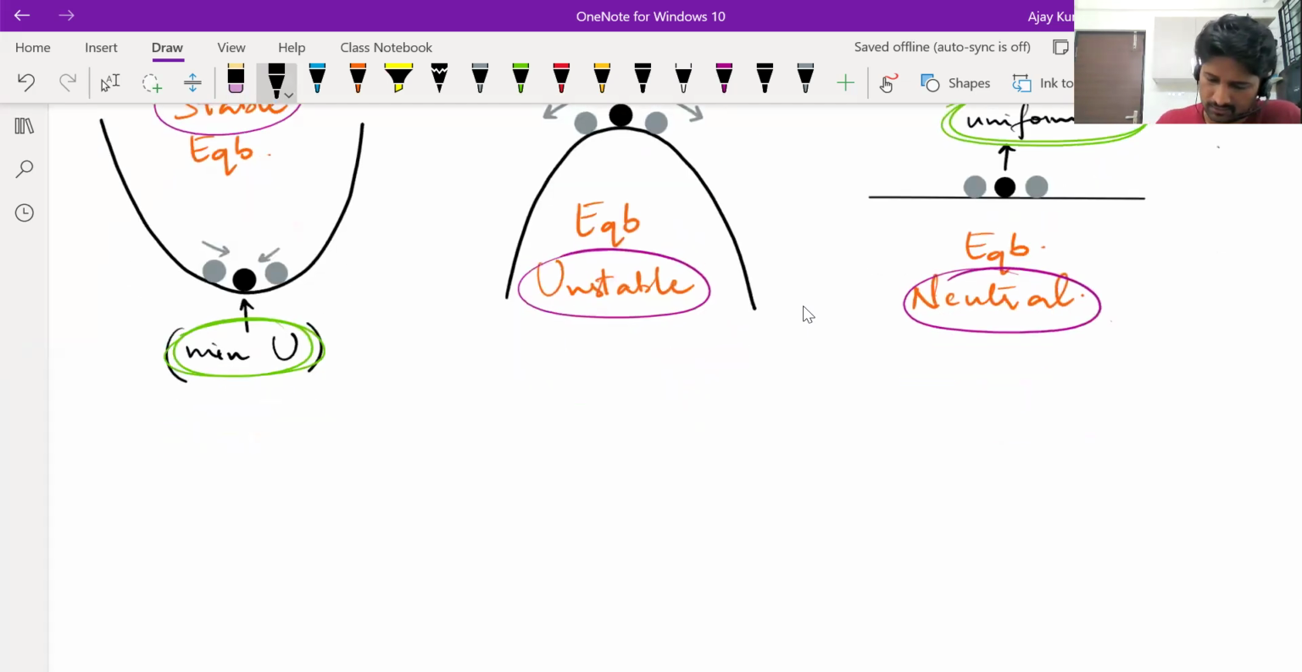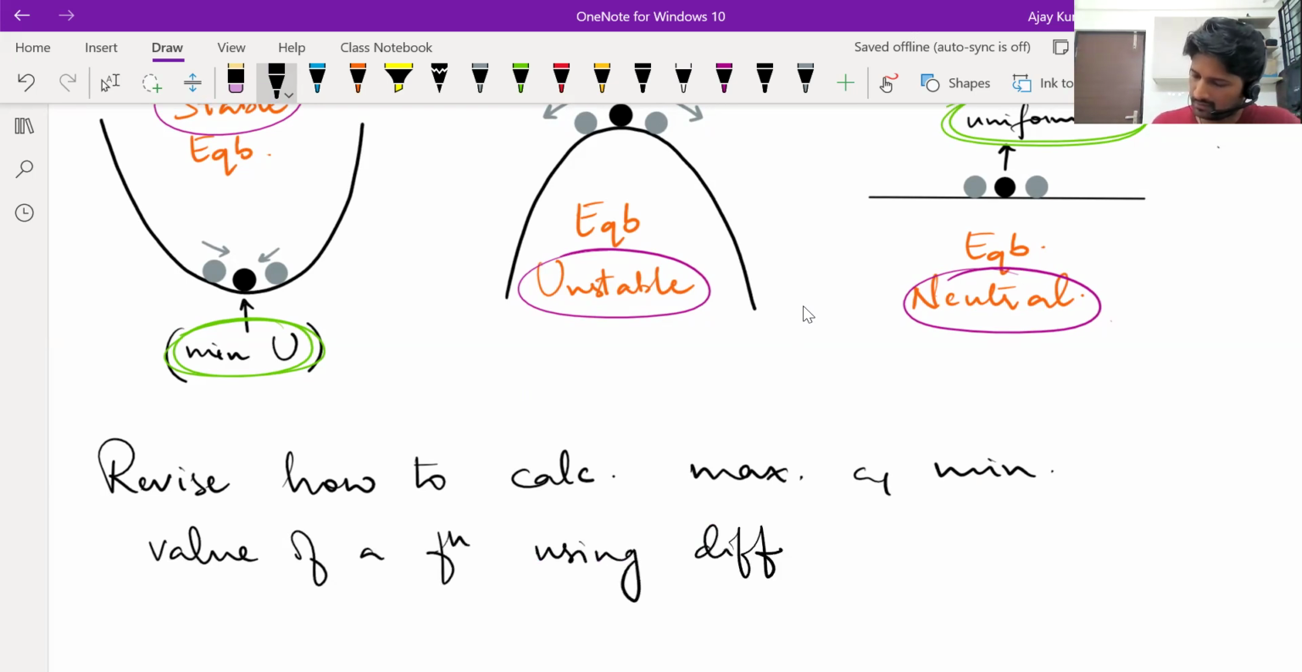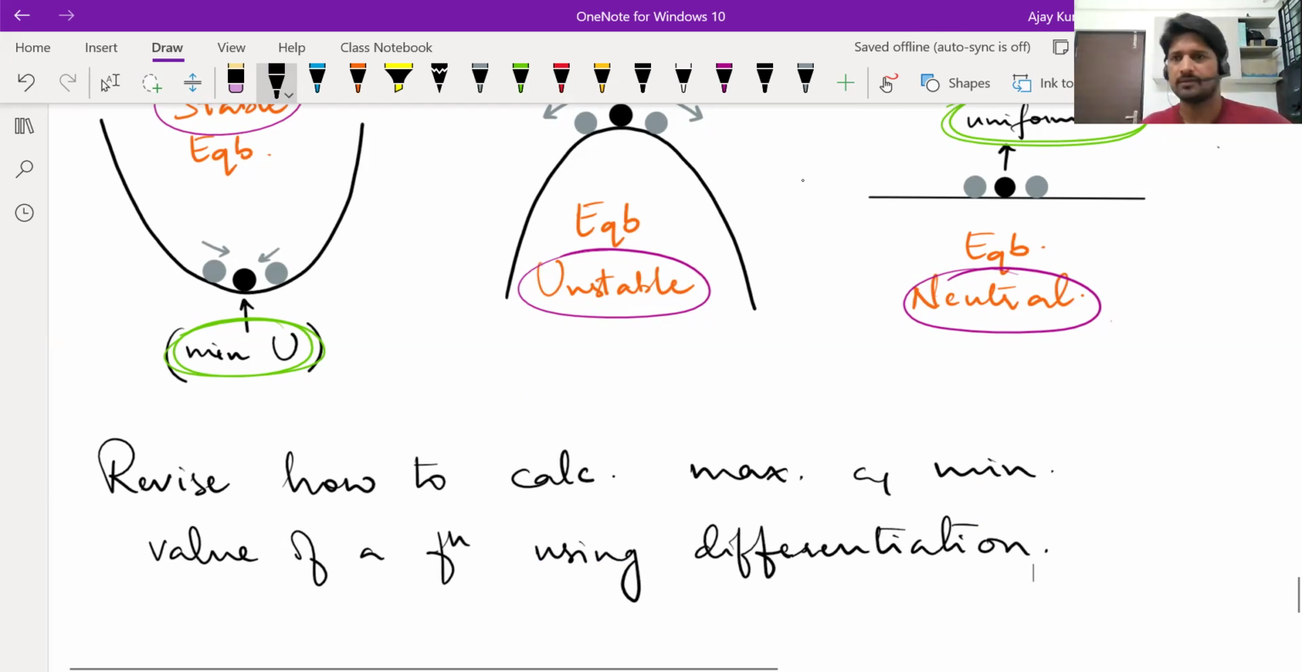So revise how to calculate maximum and minimum value of a function using differentiation. If you know how to do that, then identifying what kind of equilibrium it is becomes very easy for you. Okay. Fine. We'll stop it here for today. We'll continue in the next class.